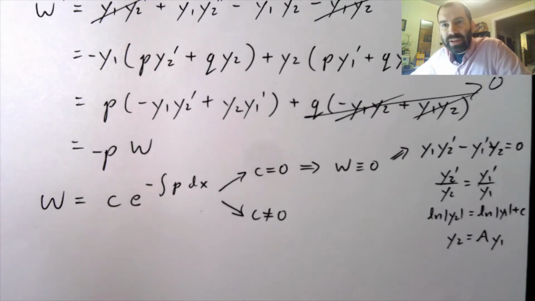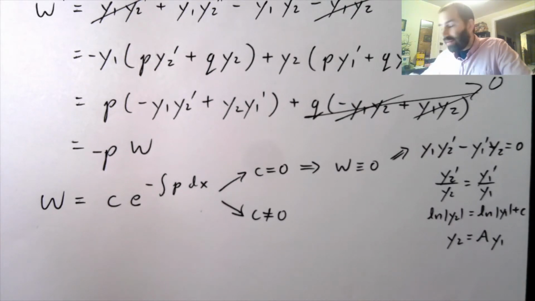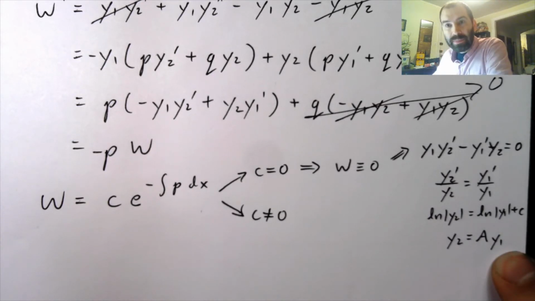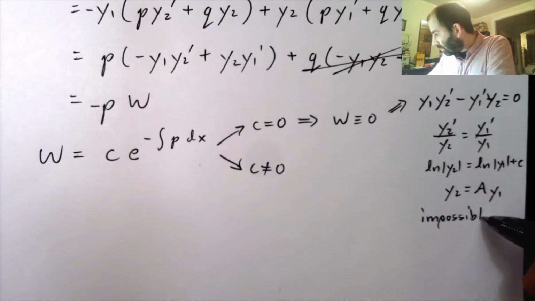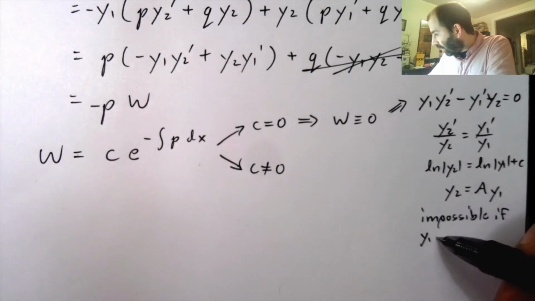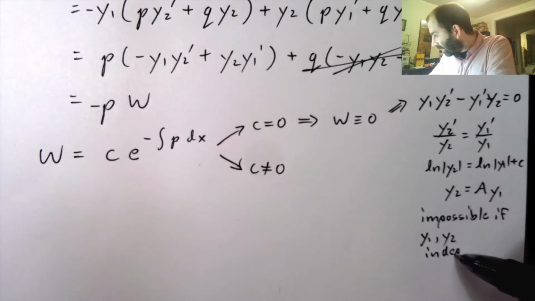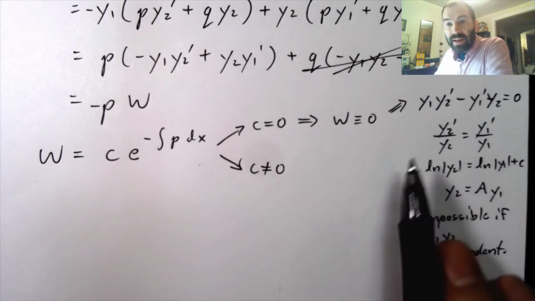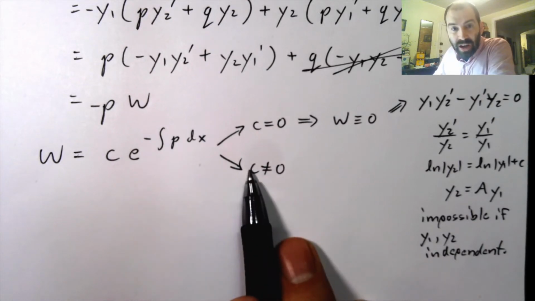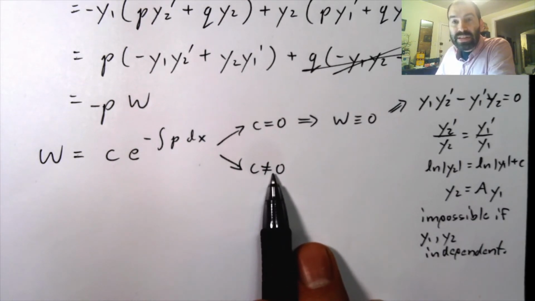Okay, well, what's the issue with this? Well, when we choose y1 and y2, we always want to choose them to be a linear independent set of solutions, right? So if we can do that, then this is impossible. Okay, so this is impossible if y1 and y2 are independent. Okay? So if we choose y1 and y2 to be independent, none of this is possible. And so we are stuck going to this case, where c is not equal to 0.